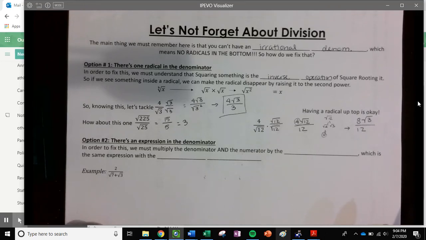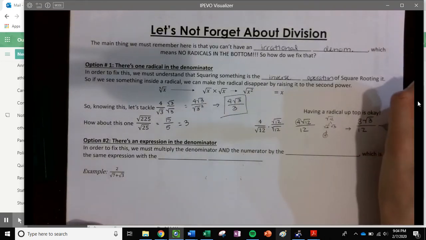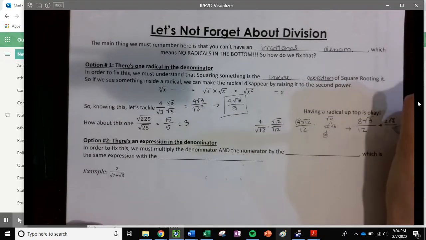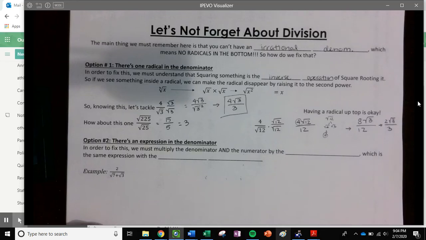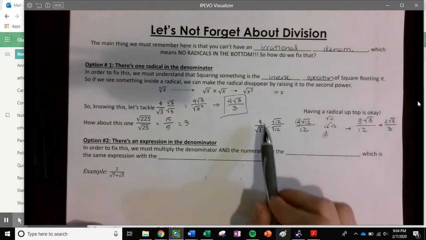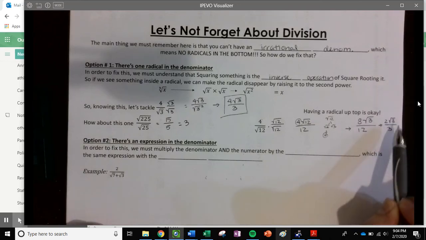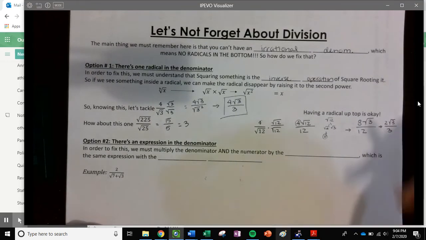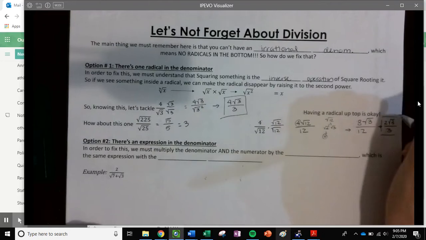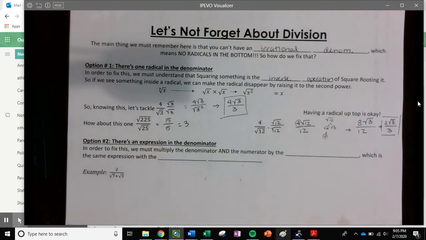How many times does 4 go into 8? Twice. How many times does 4 go into 12? 3 times. So my final answer for 4 divided by the square root of 12 is 2 square root 3 divided by 3. That one required a little more work, but hey, we can handle it, no big deal.